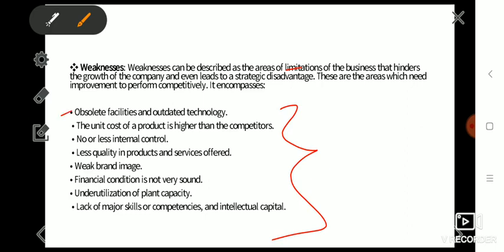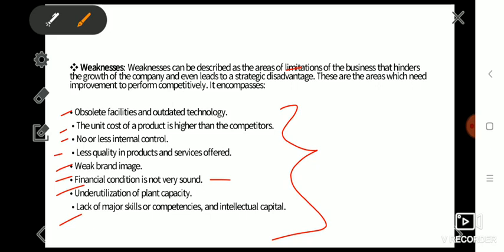Using such outdated technology is a weakness of the company, and it will not help the company to grow further. The unit cost of product is higher than the competitors. No or less internal control, less quality in products and services offered, weak brand image, financial condition is not very sound. Underutilization of plant capacity, lack of major skills or competencies and intellectual capital, all these are the areas which need improvement to perform competitively. So all these areas need to be improved.